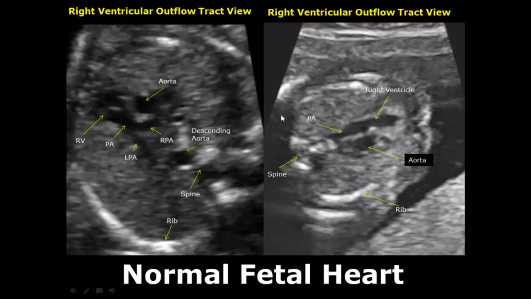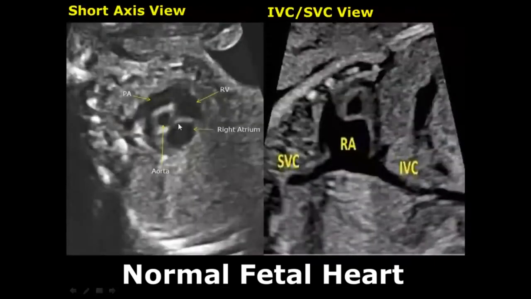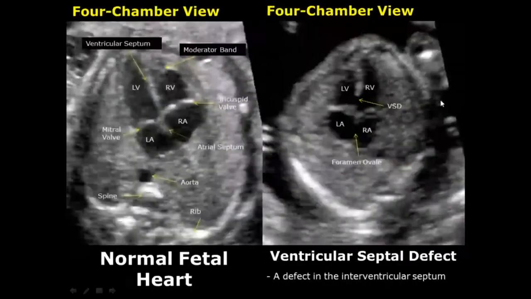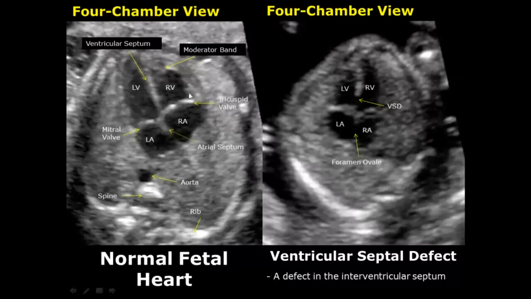The short axis view gives us a cross section of the heart. We can see the aorta, the right ventricle, the main pulmonary artery. The IVC SVC view gives us a longitudinal view of the superior vena cava and the inferior vena cava along with the right atrium.